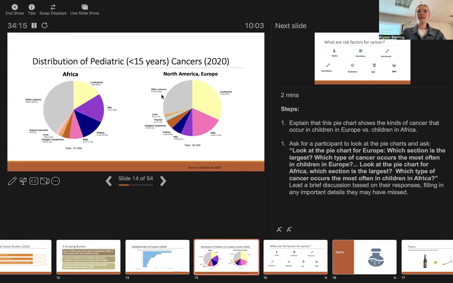And then if we look at pediatric cancers, the distribution of pediatric cancers. If we look in North America, Canada, the US, and Europe, what is the most common cancer in pediatric patients?